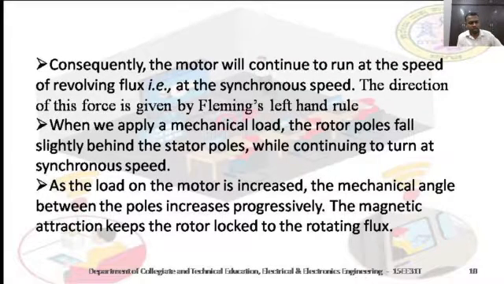When we apply mechanical load, the rotor poles fall slightly behind the stator poles while continuing to turn at synchronous speed. As the load on the motor is increased, the mechanical angle between the poles increases progressively, and the magnetic attraction keeps the rotor locked to the rotating machine.